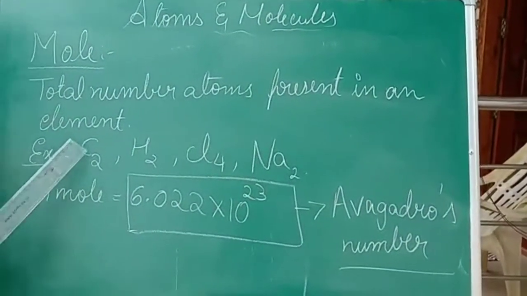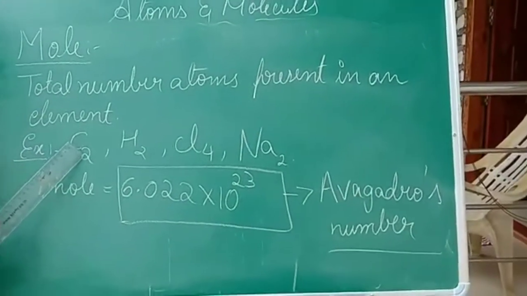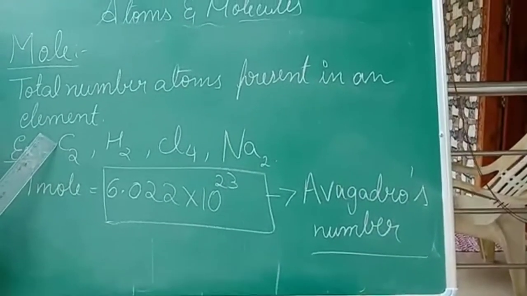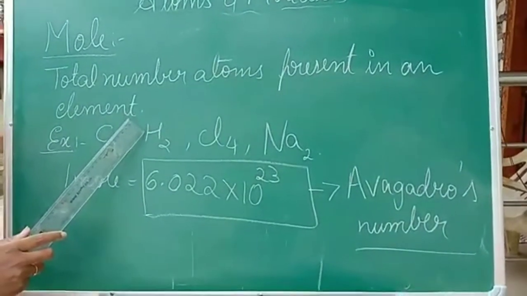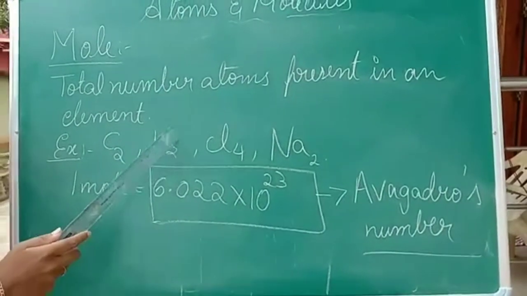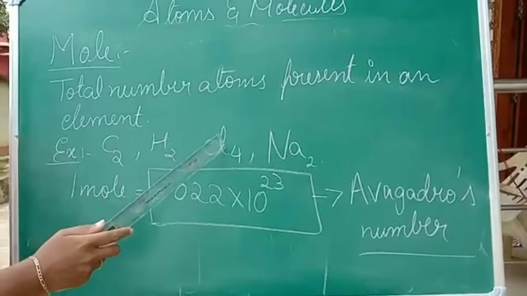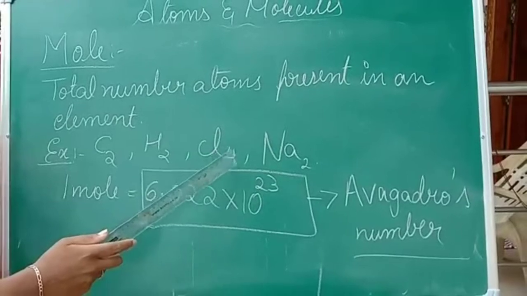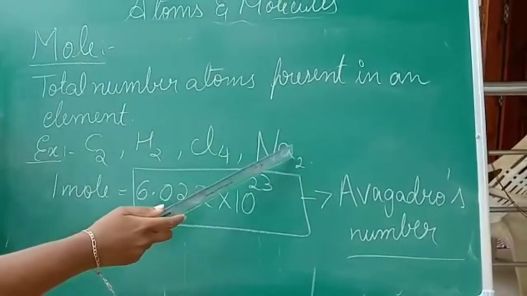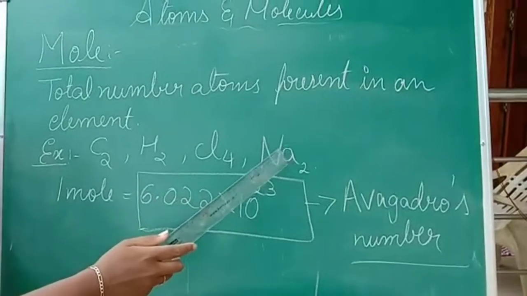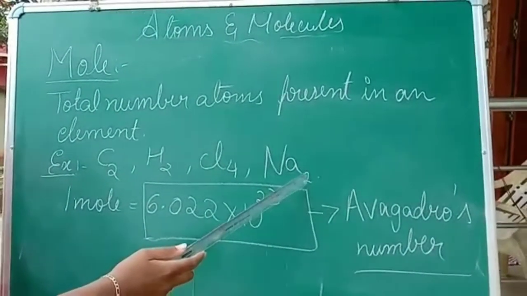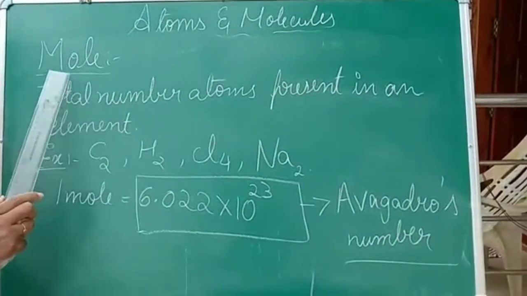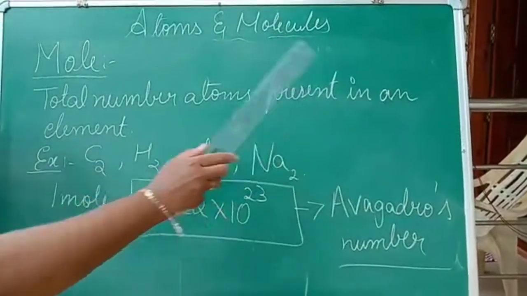Now let us see C2. C means carbon, and along with the C there is a number 2. So this number 2 is a mole of carbon. Similarly, this is hydrogen, and along with hydrogen there is the number 2. This 2 is a mole of hydrogen. Cl means chlorine, and along with the chlorine there is a number 4. That 4 is a mole of this Cl. Next, Na means sodium, and along with the sodium there is a number 2. That 2 is a mole of sodium. So this is how you know what a mole is. Mole is nothing but the total number of atoms present in an element.